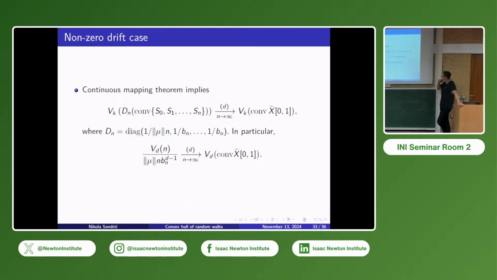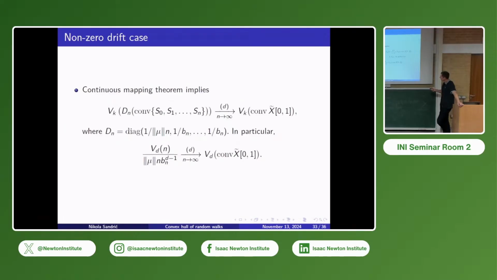Since intrinsic volumes are continuous, I can also conclude similar things for this object here, and in particular for the last intrinsic volume, the true volume, I conclude this one because of this very nice shape and of the volume itself and this transformation matrix Dn.